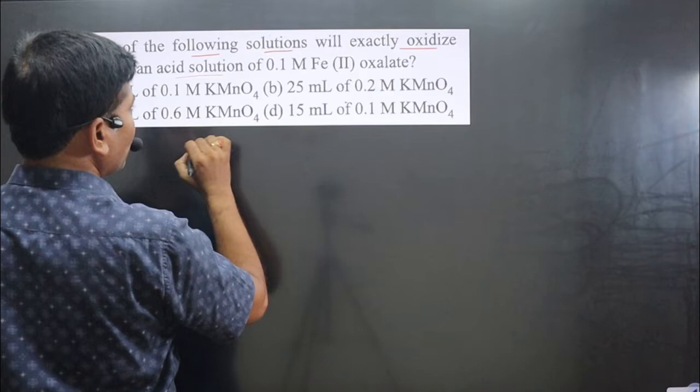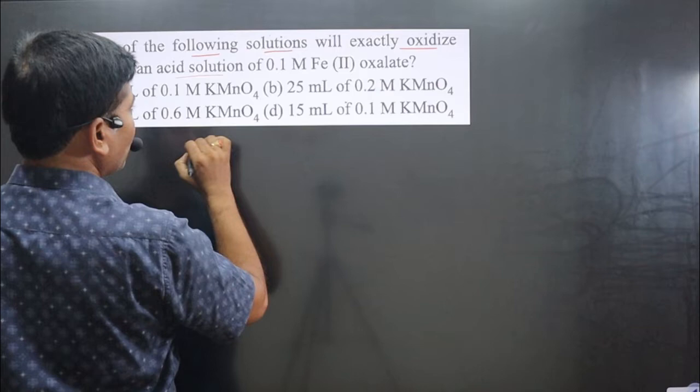We have the concept which we are going to apply here: number of milli-equivalents of salt solution, FeC2O4, which is iron oxalate in which iron is present in +2 oxidation state, is equal to the number of milli-equivalents of KMnO4. In the options, whatever solutions are given are KMnO4 only.